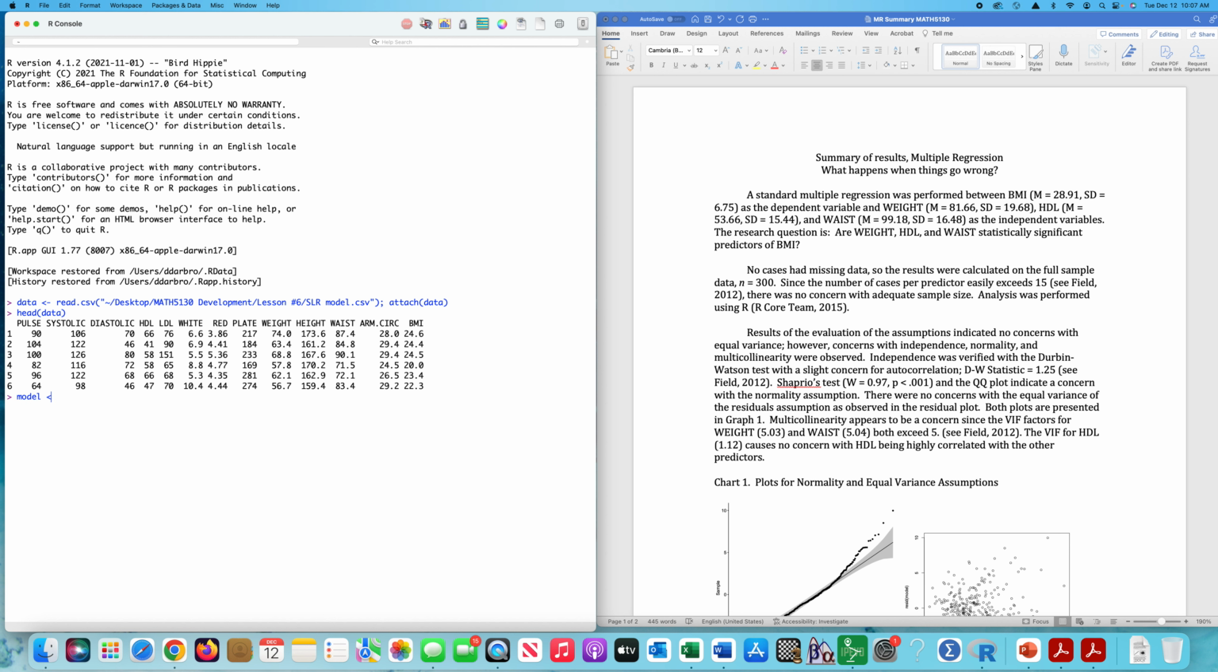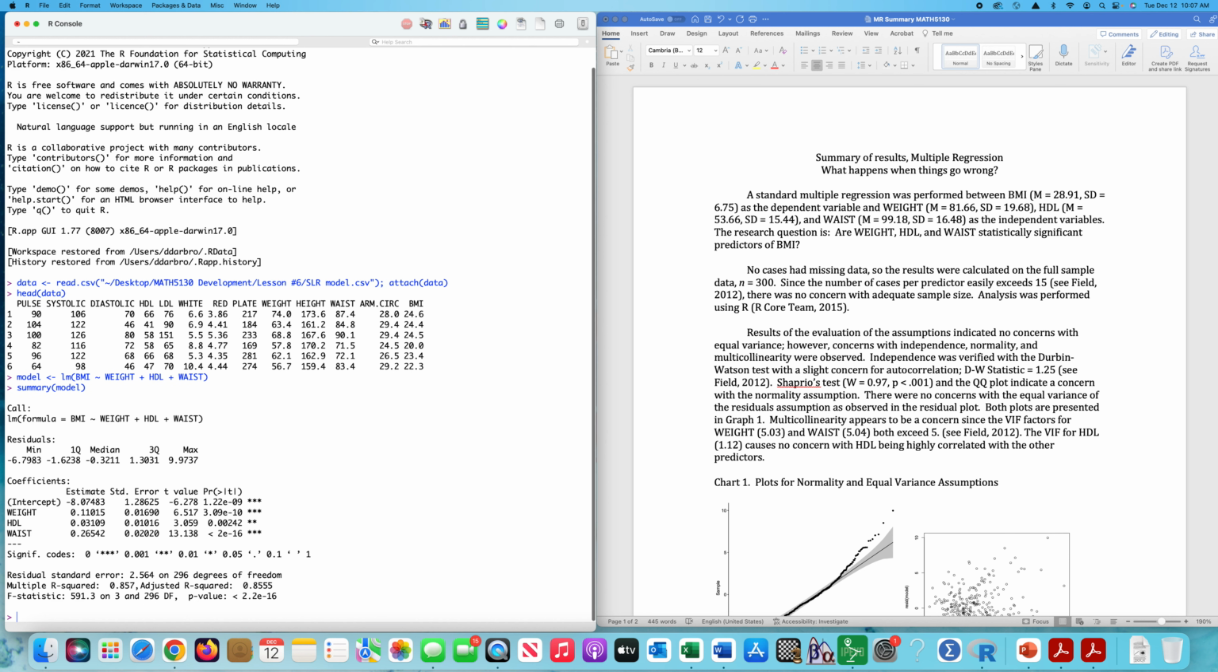So, as you might imagine, I want to run my model first. So I'm predicting BMI from weight and HDL and waist. All right. So I can run the summary of my model and see that things look kind of cool starting out. No major deals.